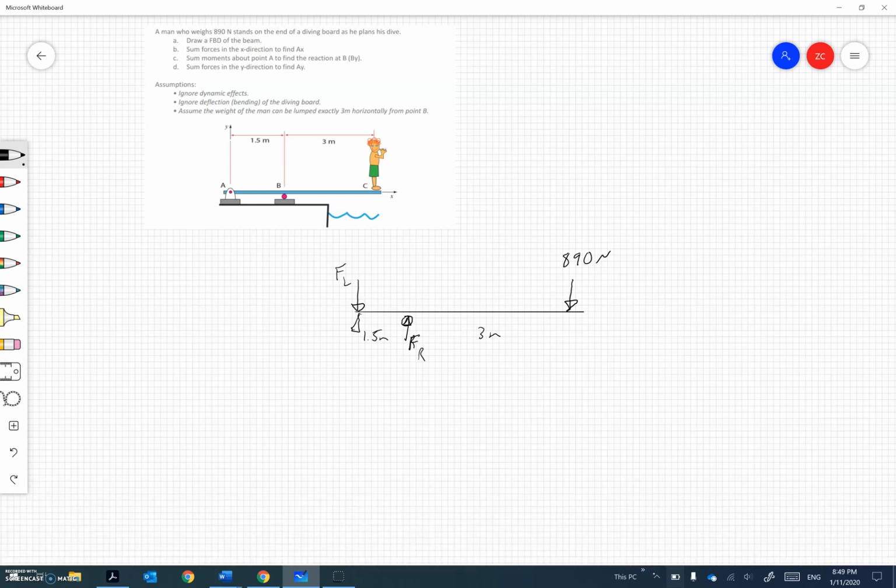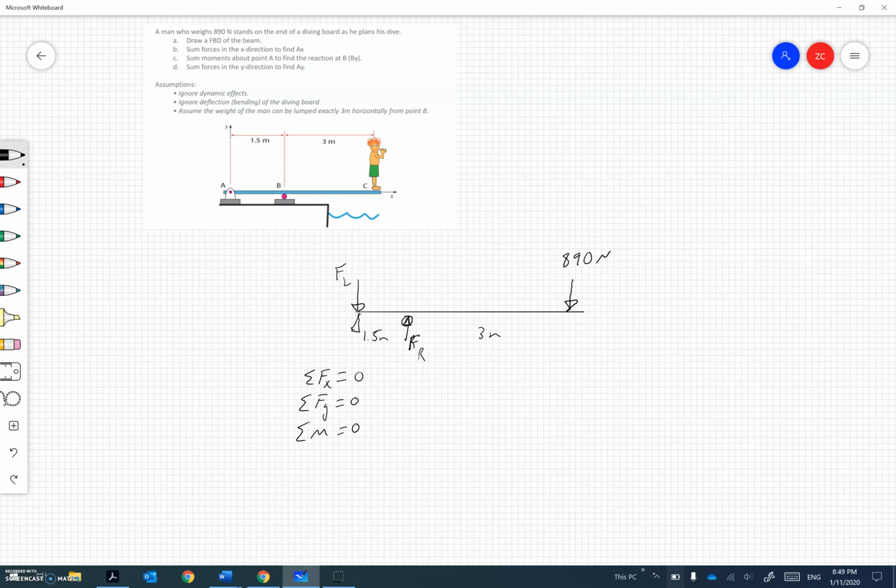So you have three equations. You have the sum of all forces in the x direction must equal 0. The sum of the force in the y direction must equal 0, and the sum of the moments must equal 0. So if these three are satisfied, then the beam is in static equilibrium. So let's go ahead and use these three to solve this problem.